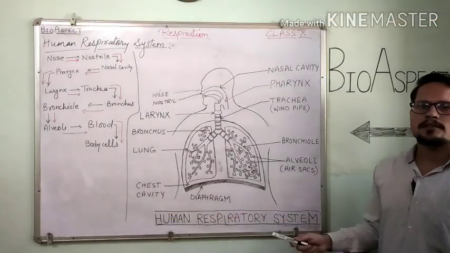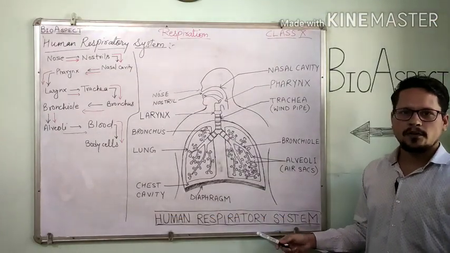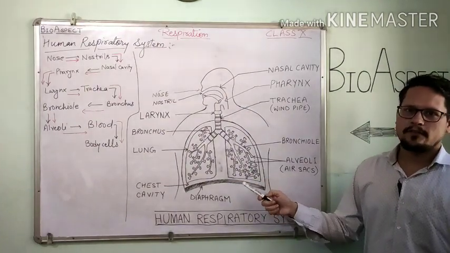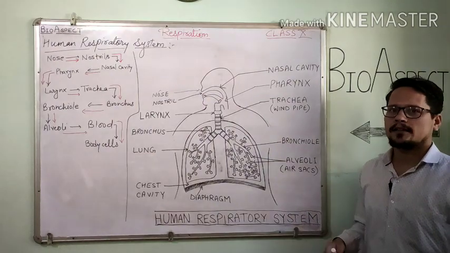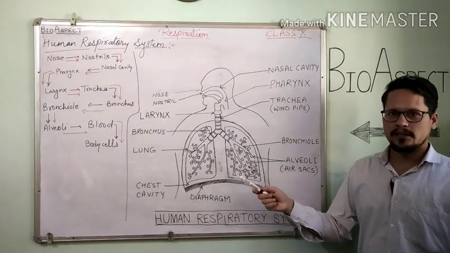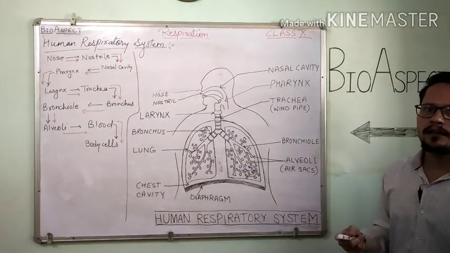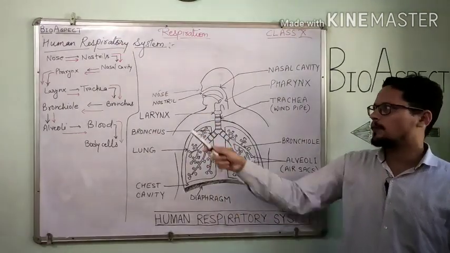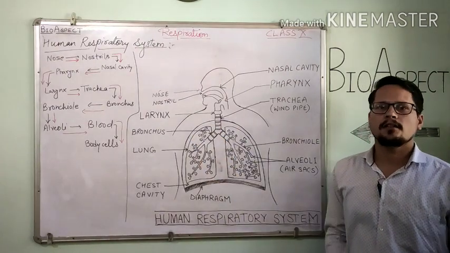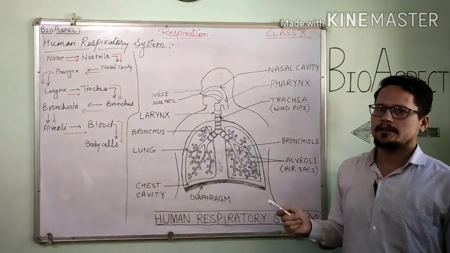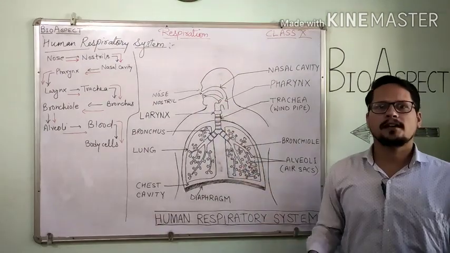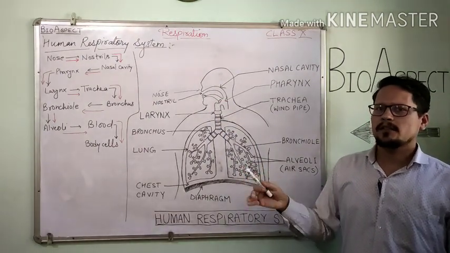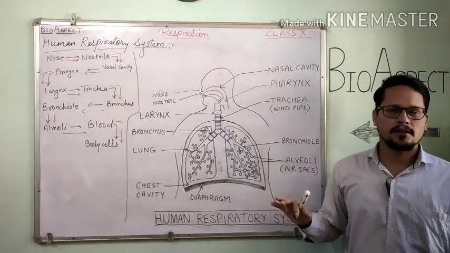Okay. Yes students, this is the diagram of the human respiratory system. 2 lungs are found in the chest cavity, which are protected by a skeletal box called the rib cage. The rib cage also protects our heart. Starting with the nose. The nose has 2 openings called nostrils. From the nostrils air enters. Inside the nostrils there are small hairs which filter the air. It means the dust particles are filtered here.